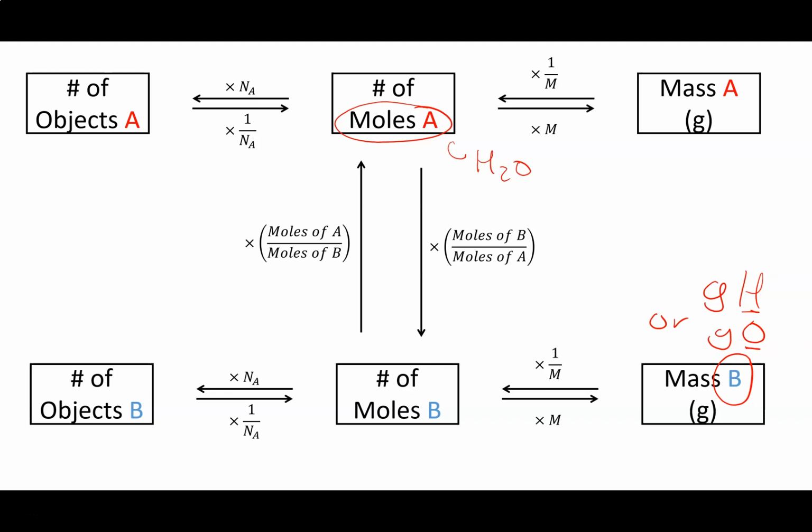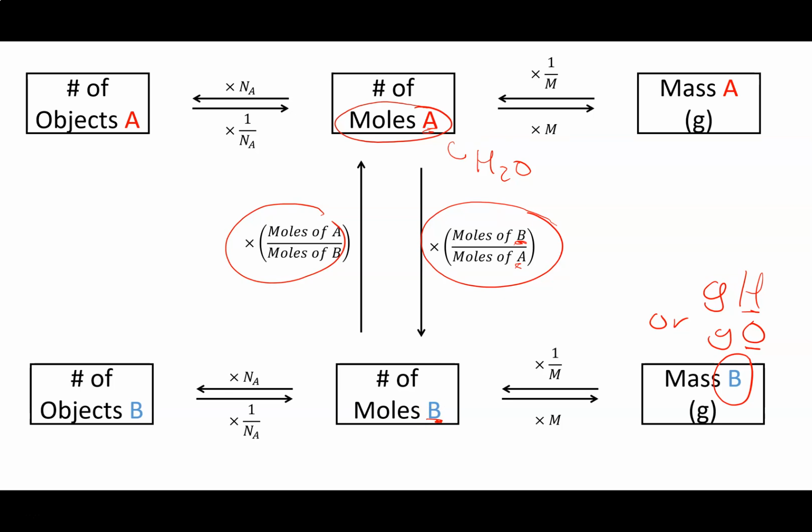Wherever you're coming from here, you have to get your first substance into moles, and then you can apply your mole ratio. Your mole ratio always has the moles of what you want over the moles of what you're trying to get rid of. So it depends on the direction that you're going. But we use the mole ratio to go from moles of A to moles of B.